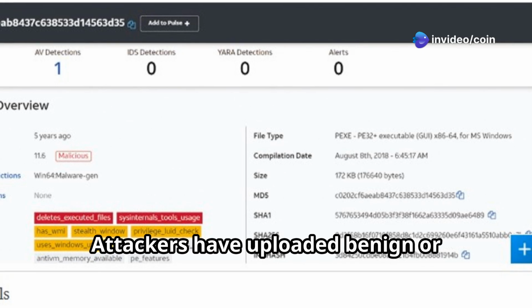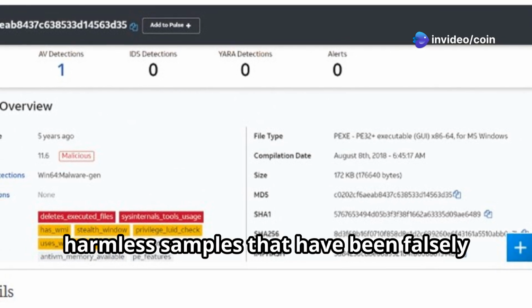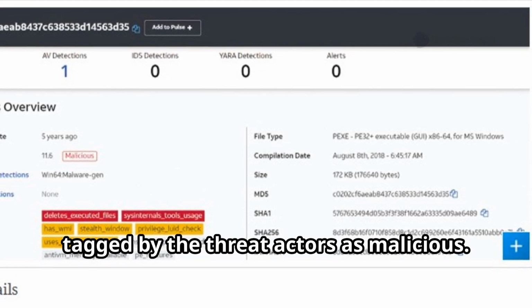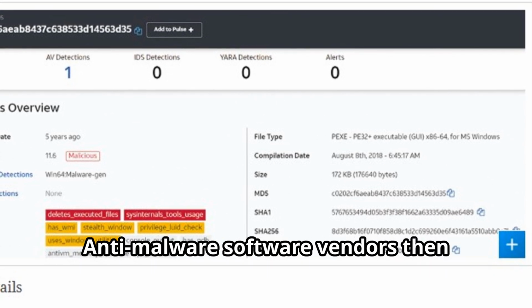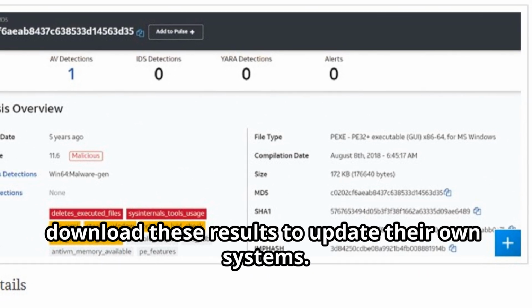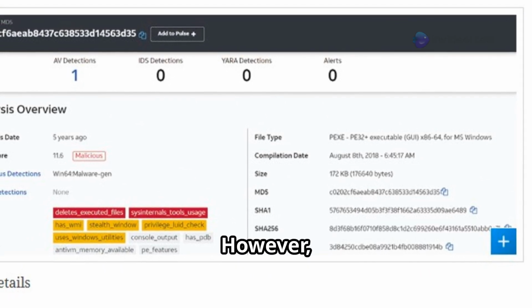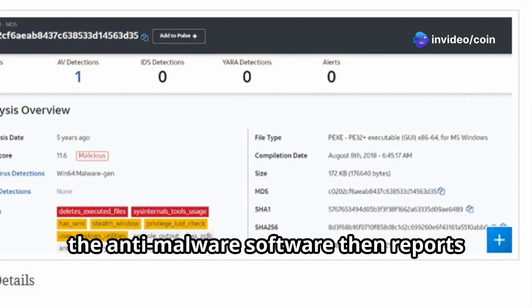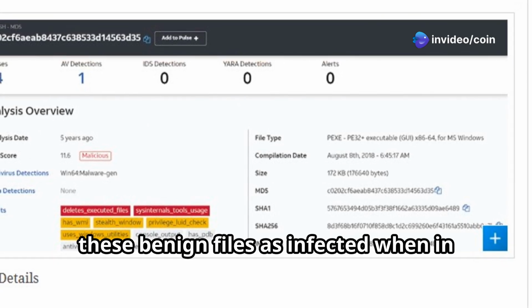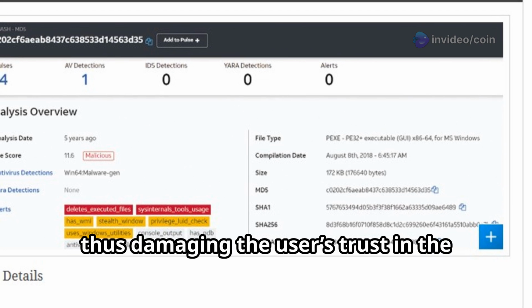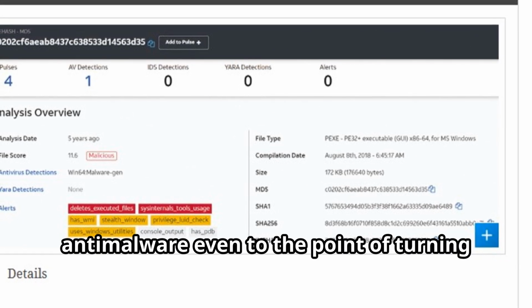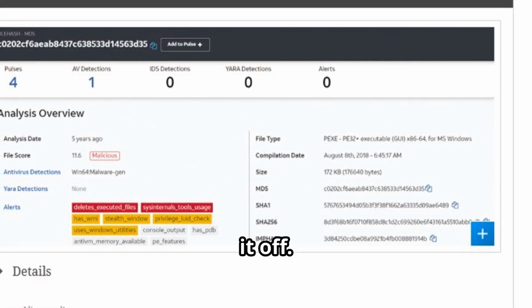Attackers have uploaded benign or harmless samples that have been falsely tagged by the threat actors as malicious. Anti-malware software vendors then download these results to update their own systems. However, the anti-malware software then reports these benign files as infected when in reality they are not, thus damaging the user's trust in the anti-malware, even to the point of turning it off.